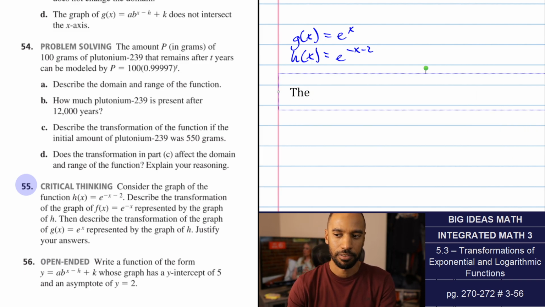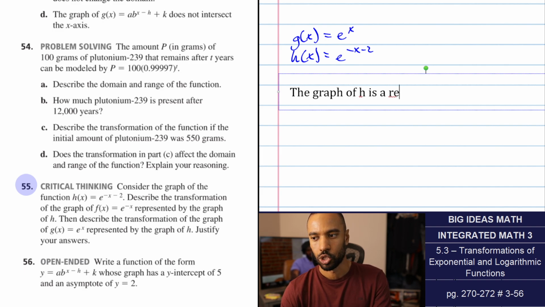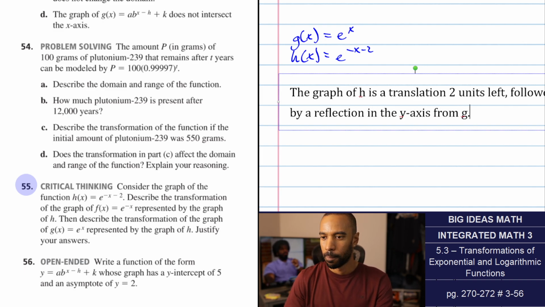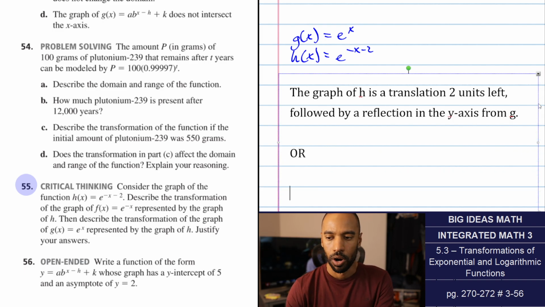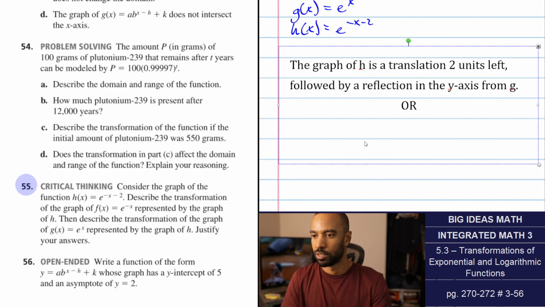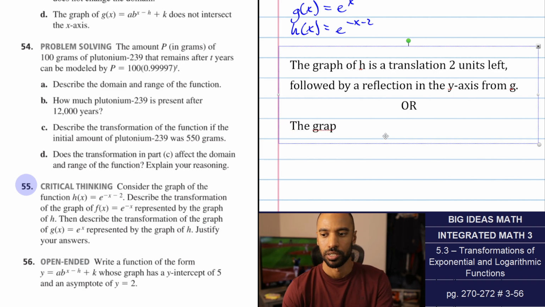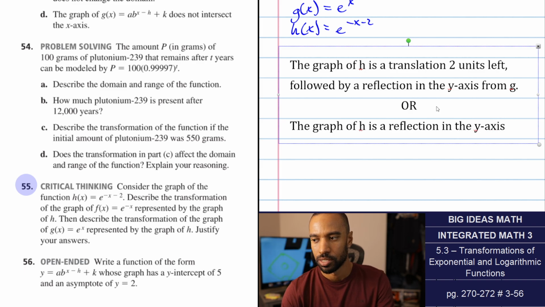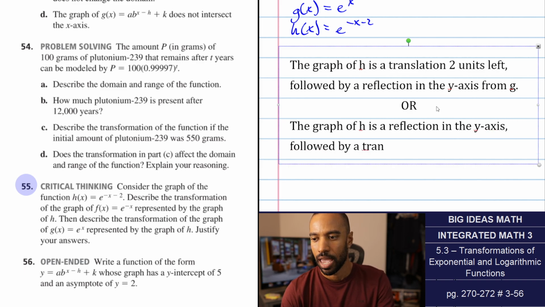So the graph of h is a translation 2 units left followed by a reflection in the y-axis from g, or the graph of h is a reflection in the y-axis followed by a translation 2 units right from g.